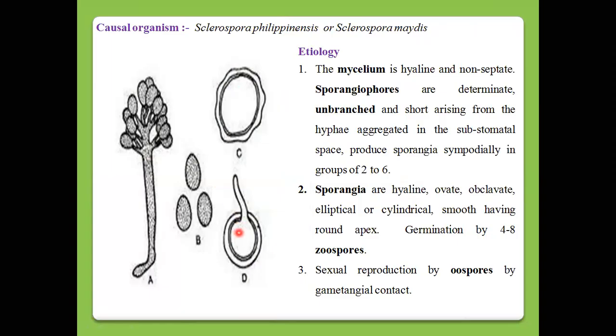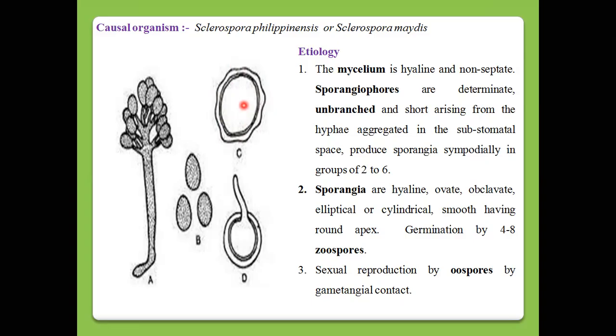Suppose these Sclerospora genera reproduce by sexual methods. It means finally oospores are developed. So an oospore is a sexual spore developed after the fusion of oogonium and antheridium.